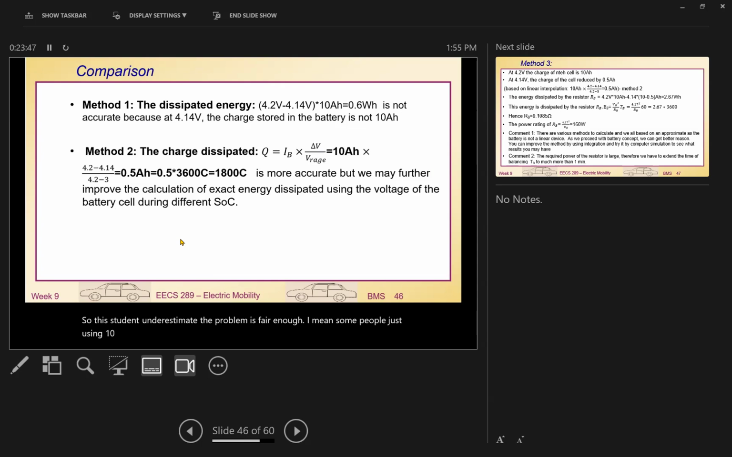For the second method, we say 10 AH will be reduced to 9.5 AH because we already charged. So using this method, you should have a more accurate result. But method 2 still has some problem. What is the problem for method 2? What do you think? The method 2 problem?